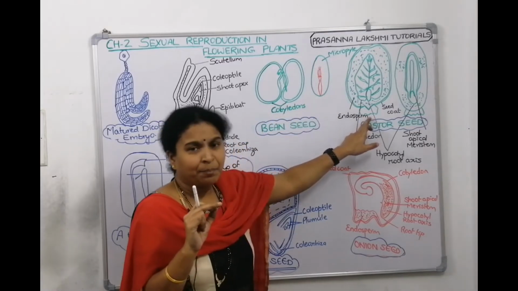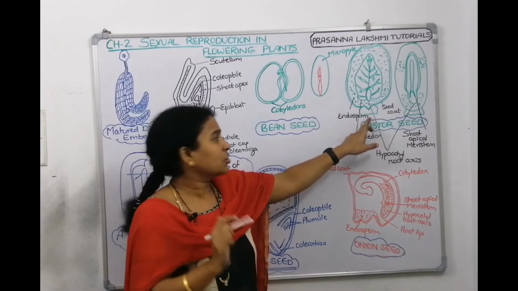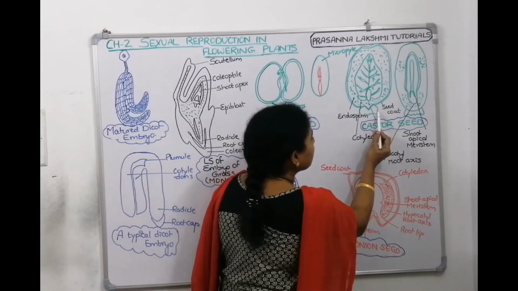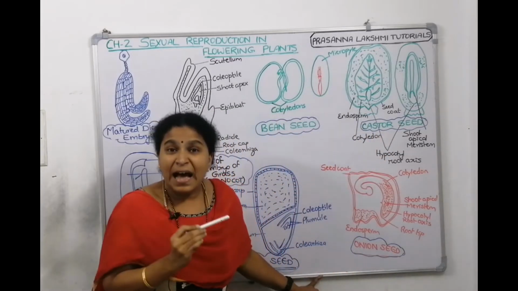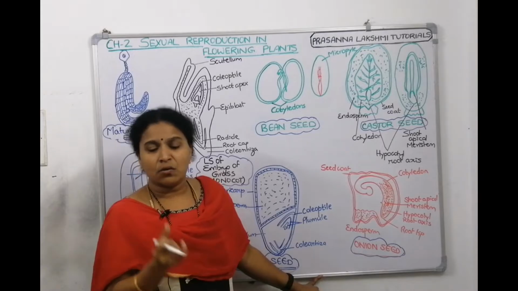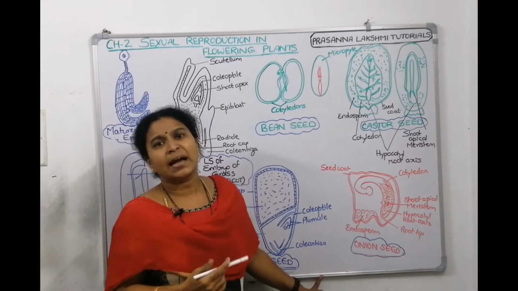At one tip, it has a soft white, bulged structure. This structure, children, is called the caruncle. What is this structure called? This structure is called the caruncle. In this caruncle only, the micropyle and the hilum will be there.